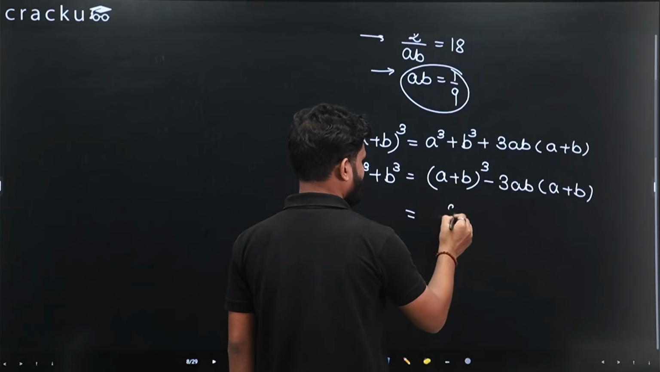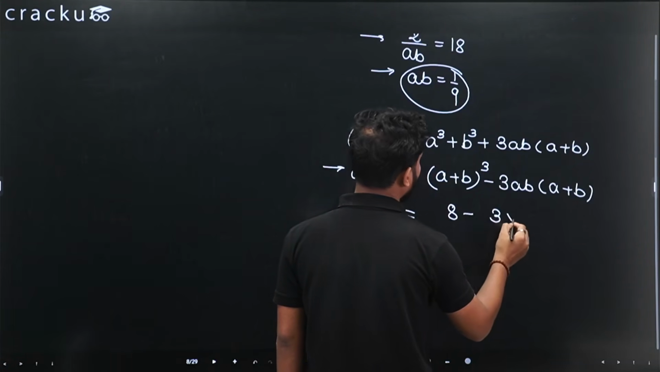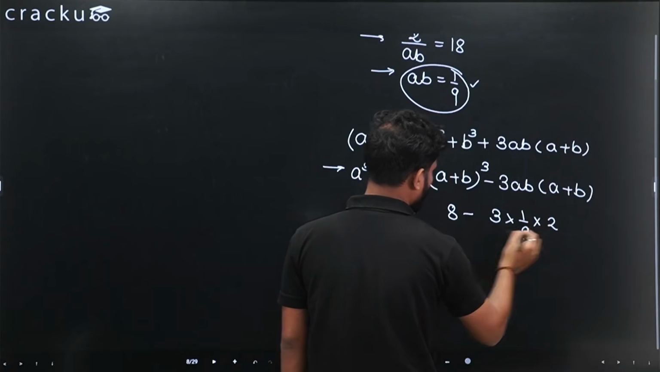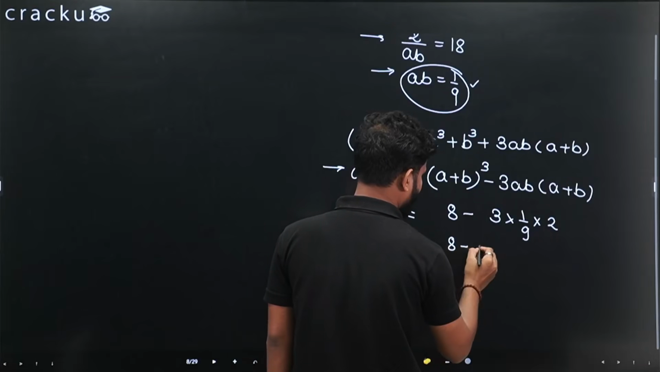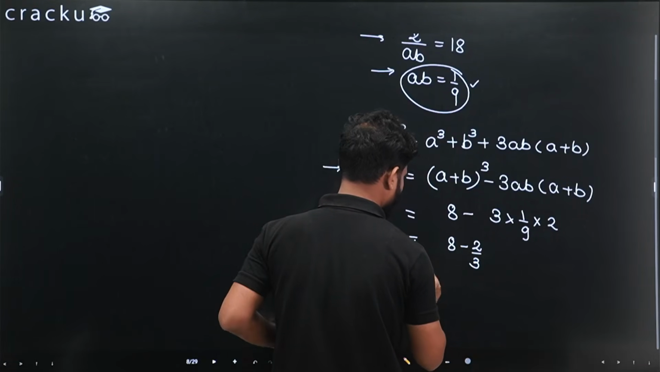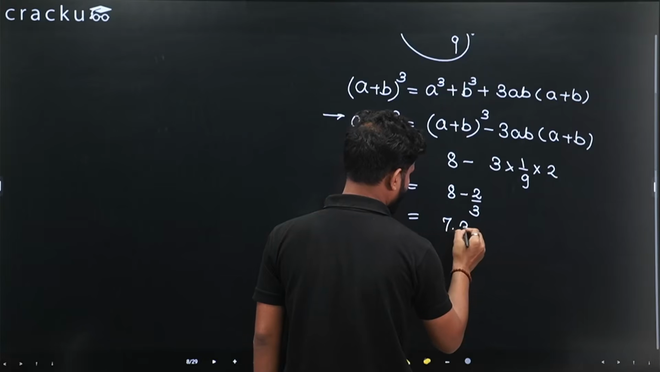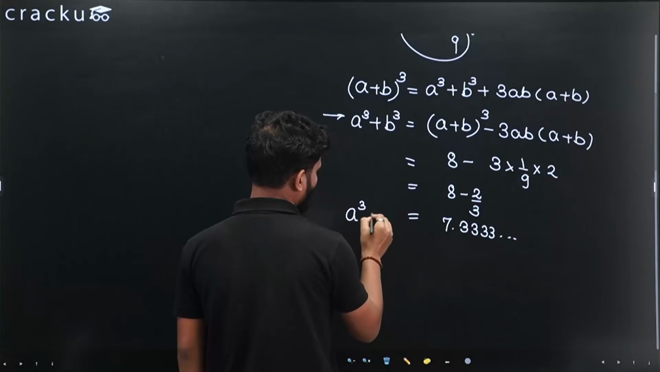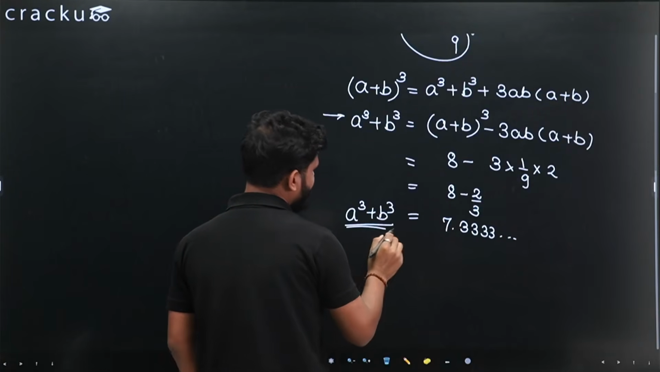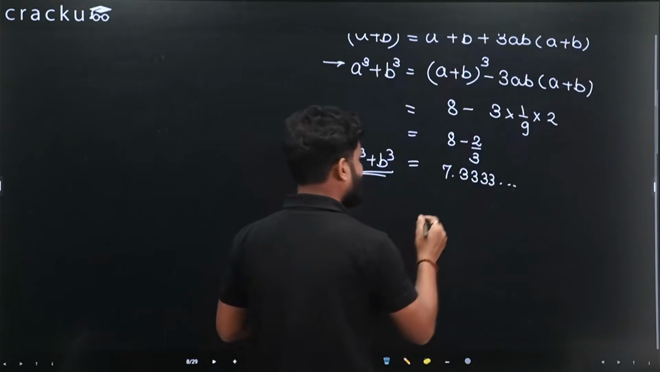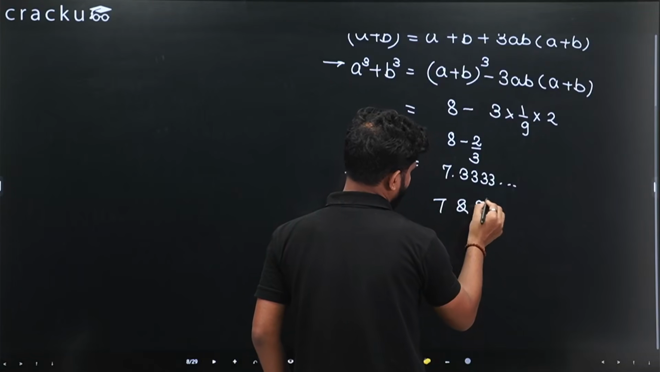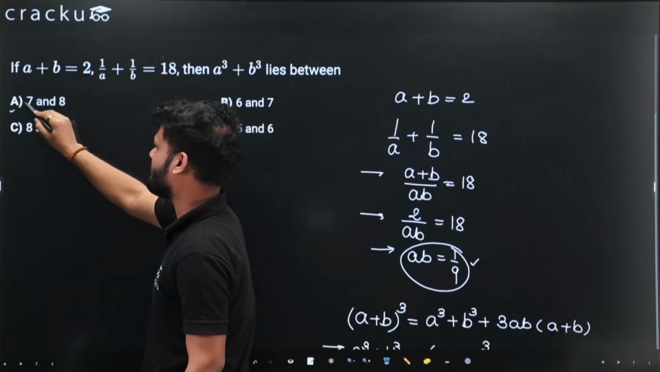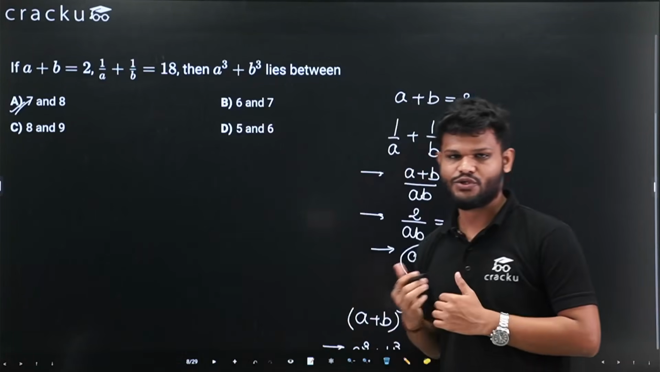So 2 cube will be 8 minus 3 into AB, which is 1 by 9, into A plus B, which is 2. So this will be 8 minus 2 by 3, which is 7.3333 and so on. So this will be the value of A cube plus B cube, and we need to find where this value lies. So this value lies between 7 and 8, right? So A cube plus B cube lies between 7 and 8, which is given in option number A. So option number A is the correct choice.